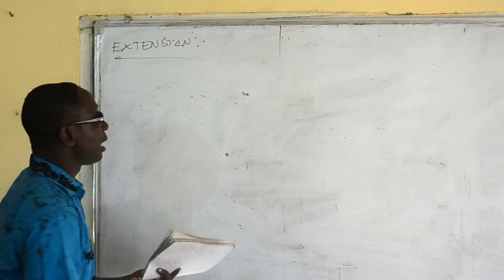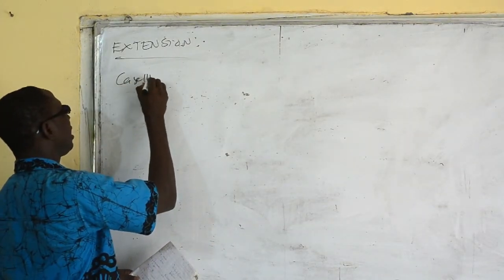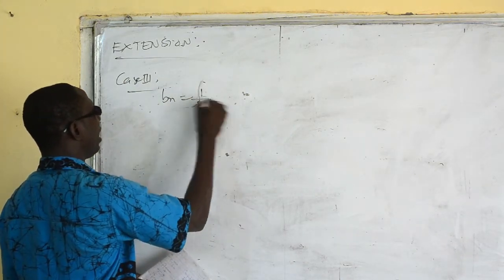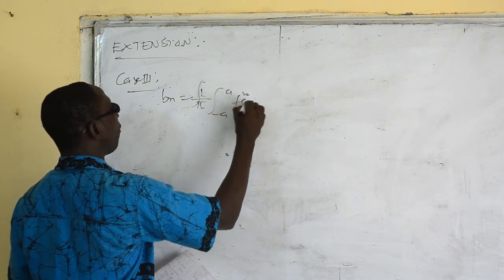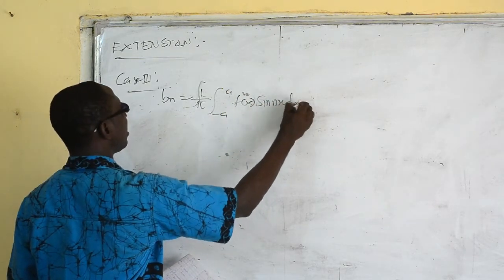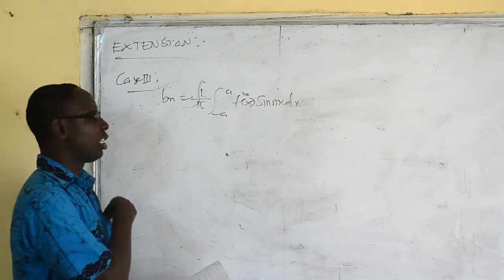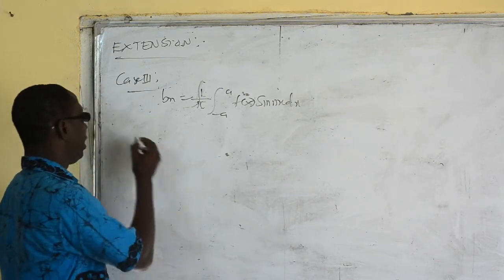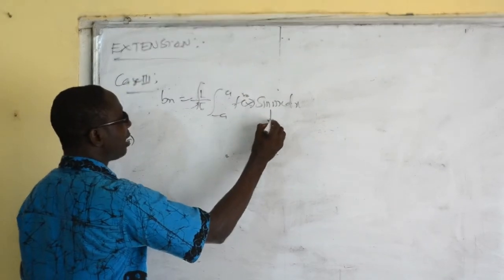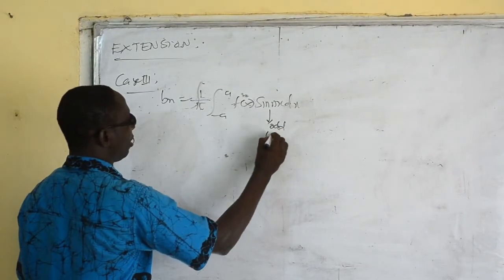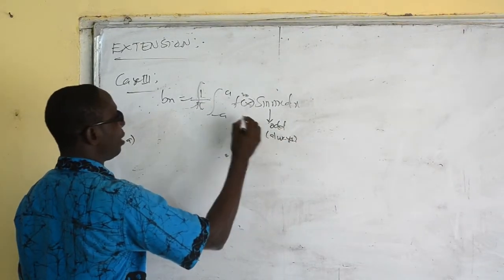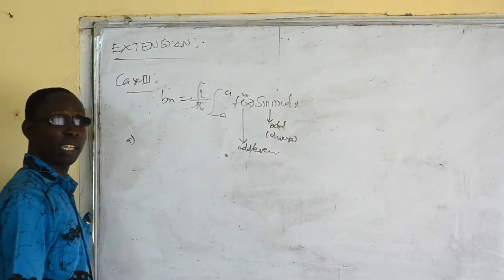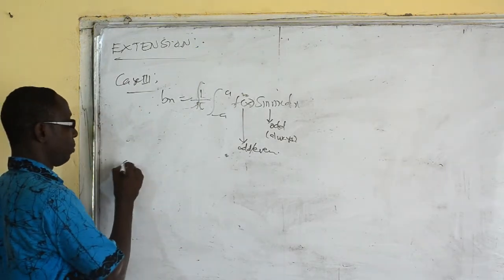Okay, so we move on to case 3. Case 3 is Bn equals 1 over pi, integral from negative a to a, of f of x sine nx dx. We just want to check whether the whole of this is odd or even, and what happens to the integration. We know sine is always odd. This other one can be odd or even because it is not specific. So let's do the analysis here.